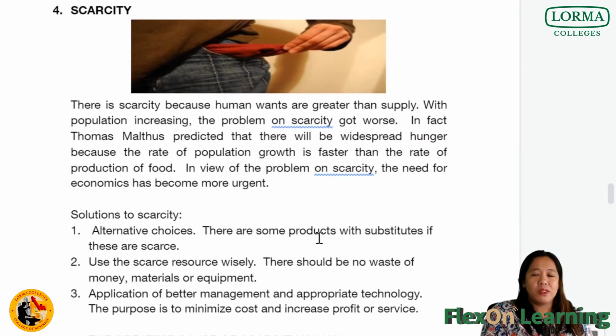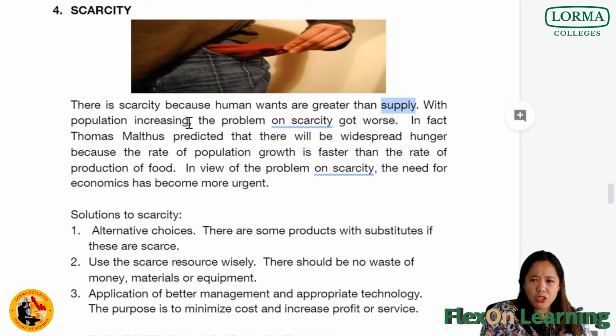Okay, so the number one problem of whether it's macro or microeconomics is scarcity. I don't have money. I don't have land. I don't have intelligence. I don't have a beautiful face, something like that. So something is scarce. Scarcity happens when our wants are greater than supply. So I need this, I need that, and yet there's no supply.